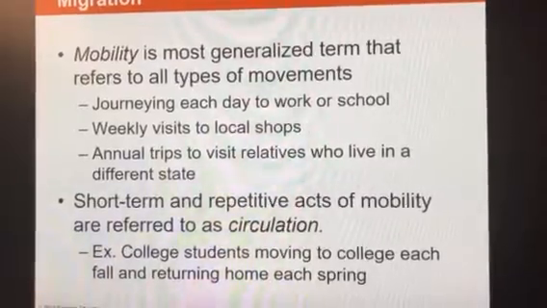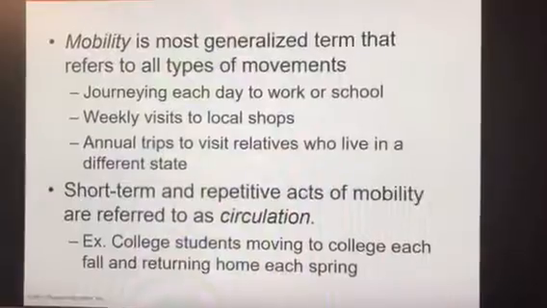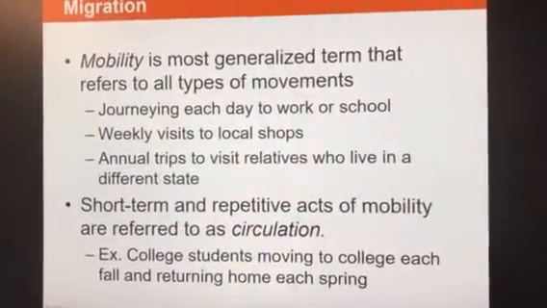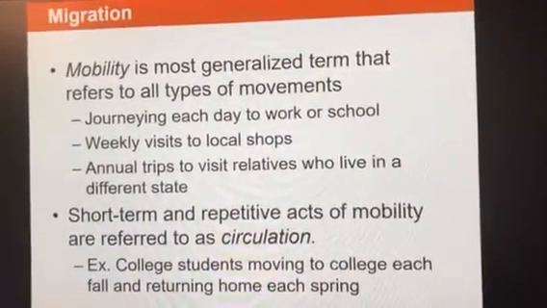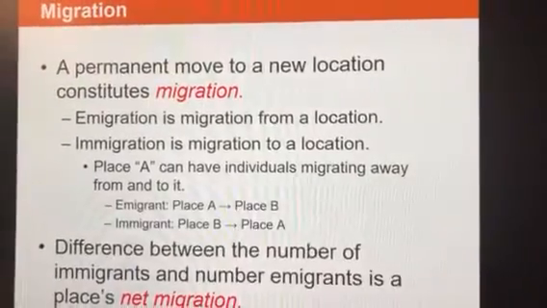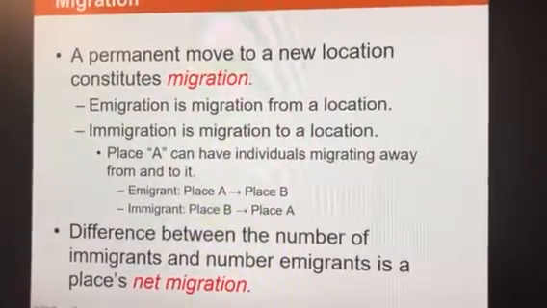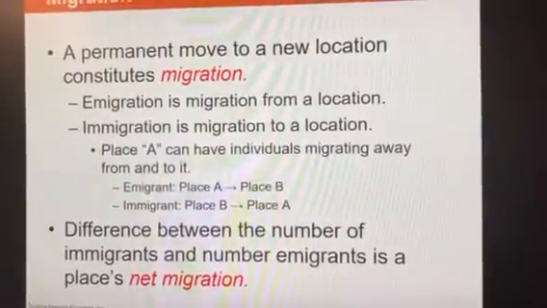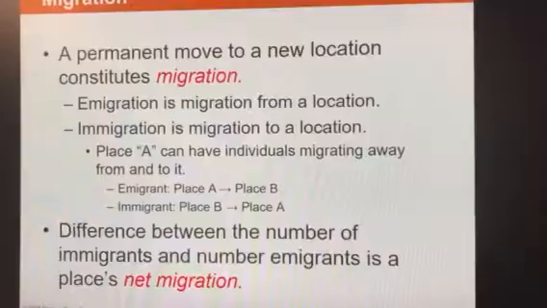When we're talking about short-term or repetitive acts of movement, we're talking about circulation. So if you go to visit your grandparents every single summer, that's circulation. When you move away to college and you come home each spring or you come home for the summer, that's circulation. You're not migrating back and forth. So migration is a permanent move. And it could be a permanent established home, even if you're only planning on staying there for 5 years or 10 years. But the point is you're establishing a home and you're living there on a regular basis.